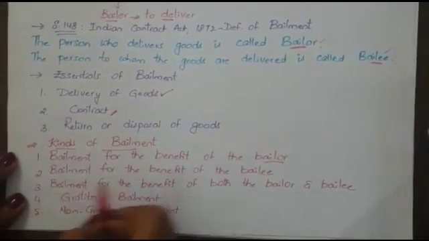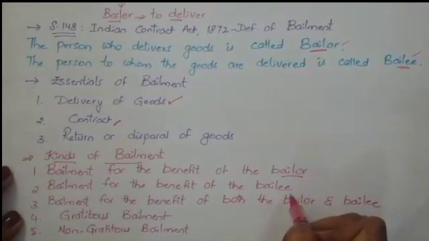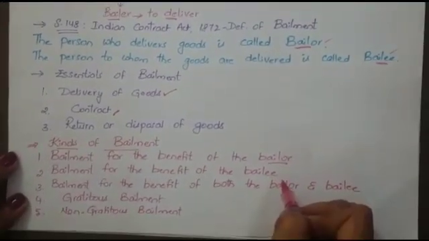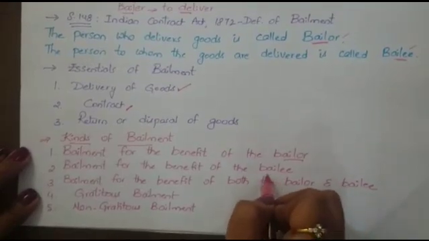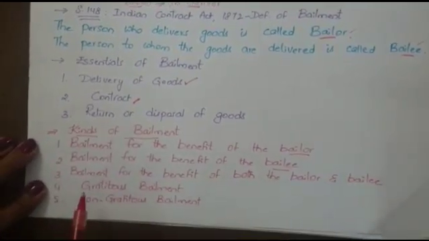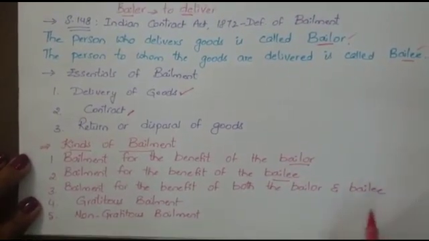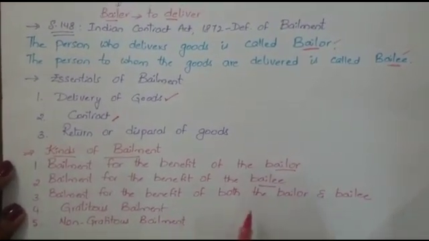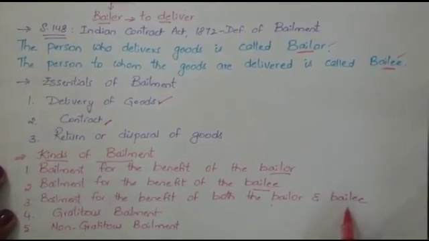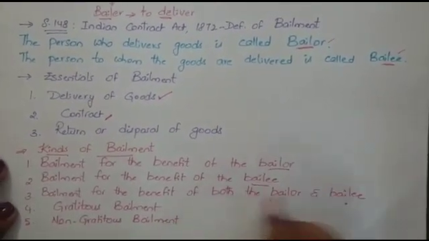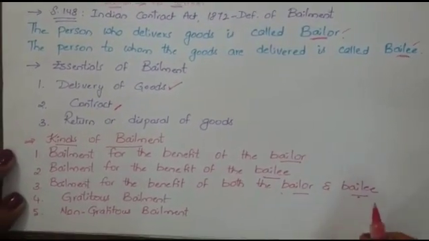Next one, bailment for the benefit of the bailee. If the bailor delivers goods to a bailee without any hire for his use, it is bailment for the benefit of the bailee. Next one, bailment for the benefit of both bailor and bailee. If the goods are delivered for consideration, both bailor and bailee derive benefit and hence it is called bailment for the benefit of both bailor and bailee.